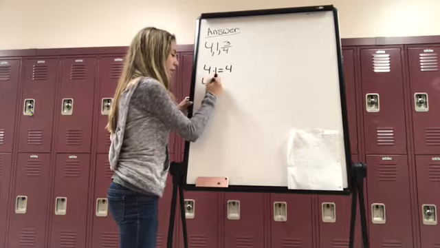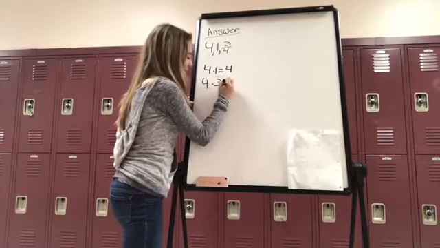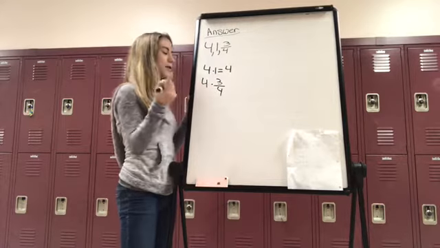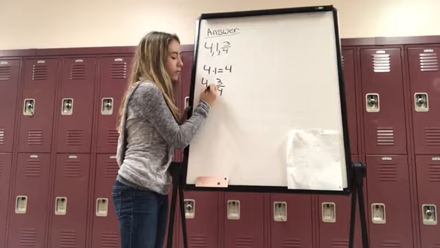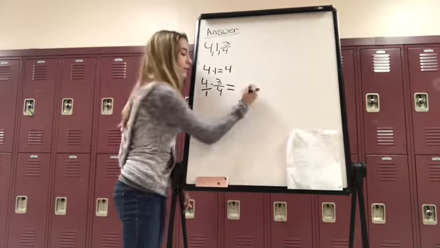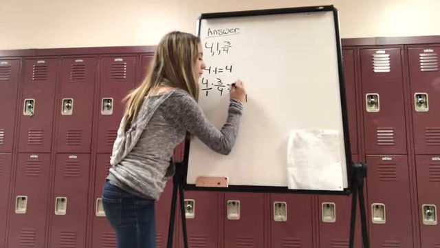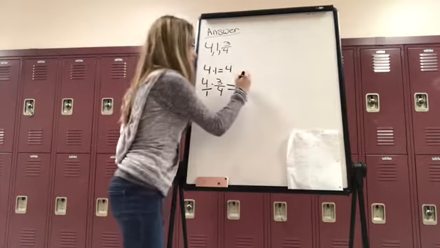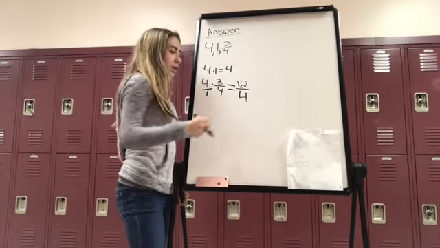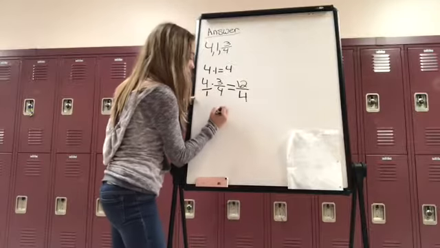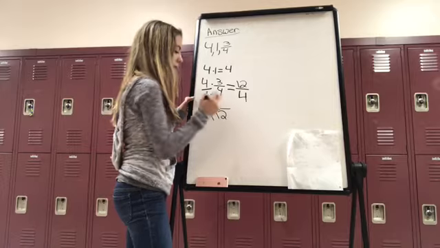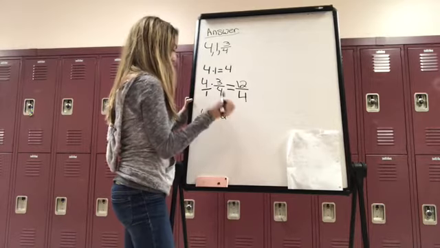So 4 times 3/4. When you have a whole number multiplied by a fraction, you need to put the whole number over 1. So now we need to multiply across. So 1 times 4 is 4. And 4 times 3 is 12. So now that you have this answer, you need to make it into a whole number. The way to do that is divide the numerator by the denominator. So 12 divided by 4 equals 3.